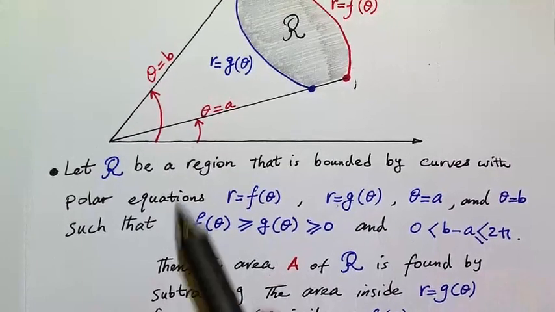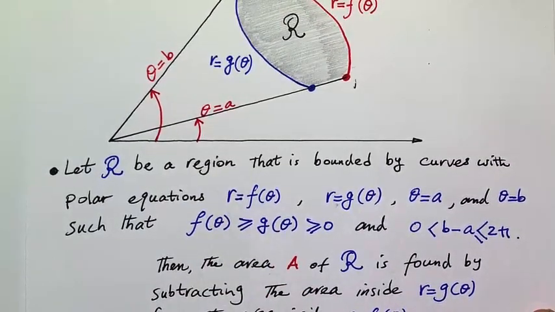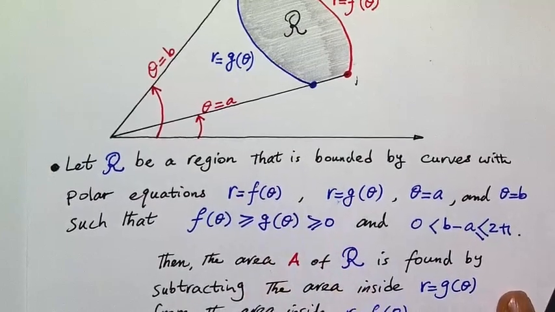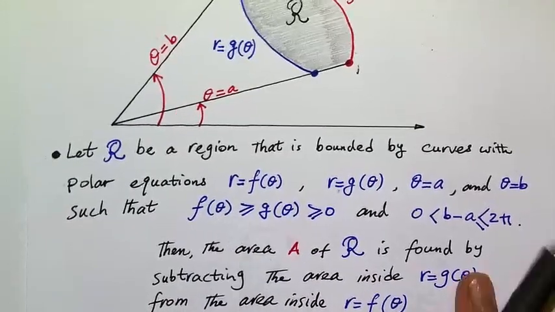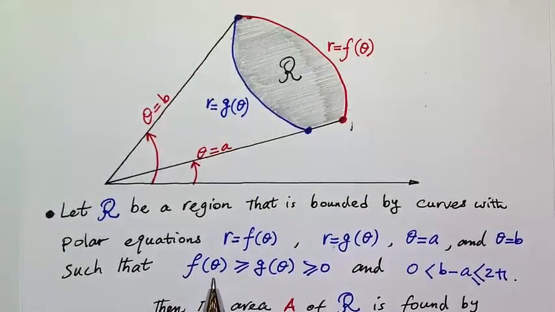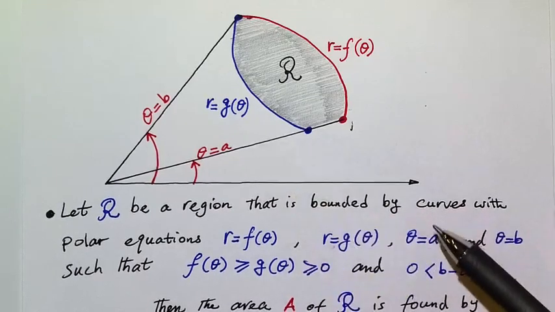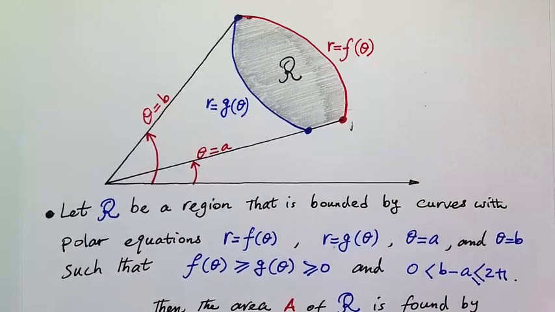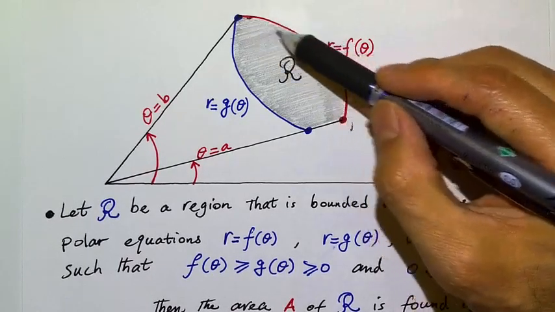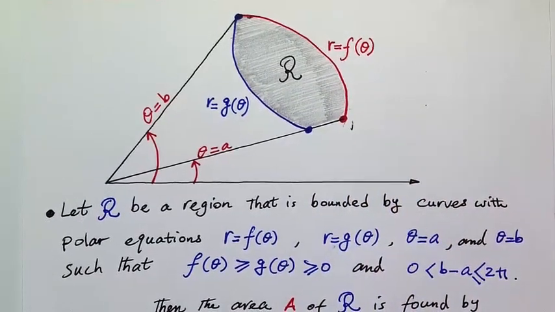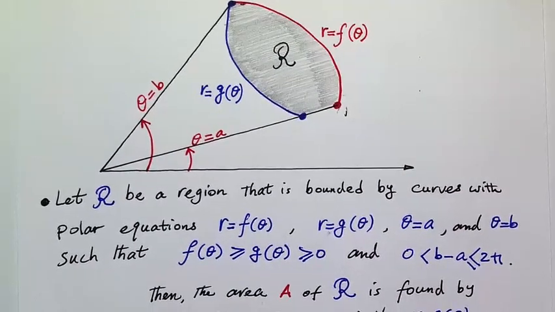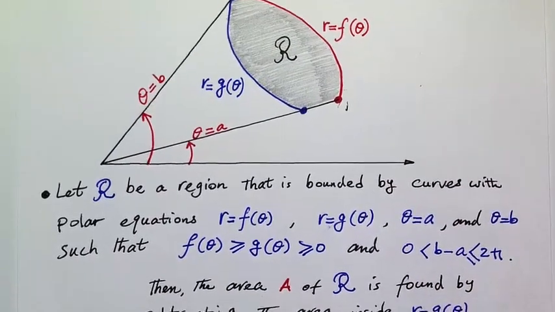Okay, so here's just a description. You can read what the conditions are for all these things. For example, notice here that f of theta is assumed to be the higher curve, so greater than or equal to g of theta, and both of them are greater than or equal to 0. So both are assumed to be positive values that trace each curve. And this is just for limits of integration.